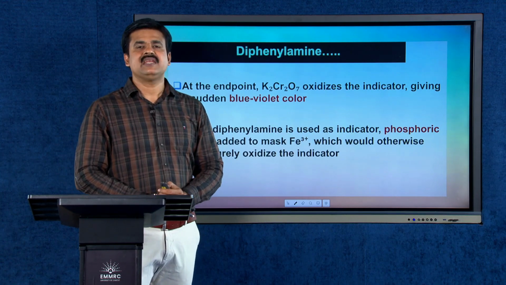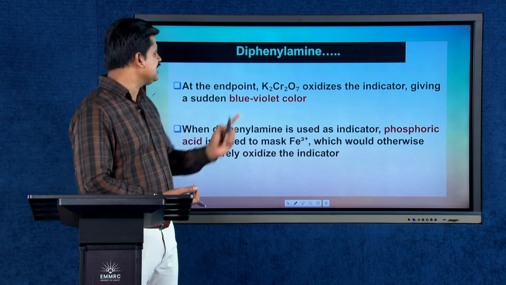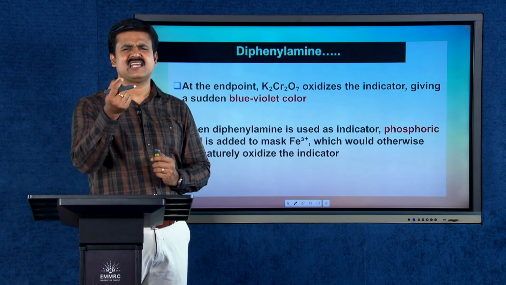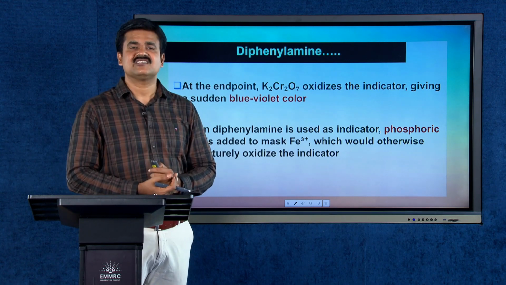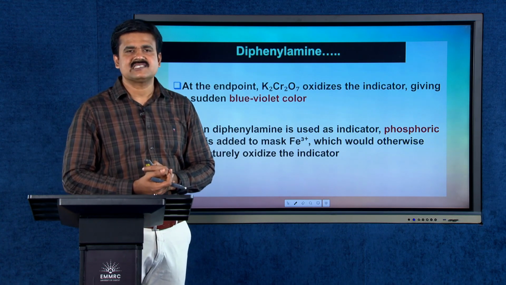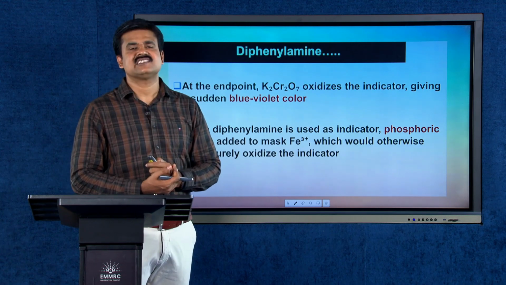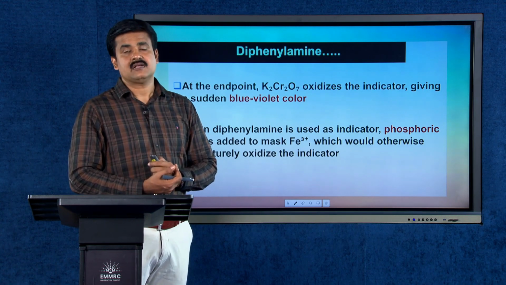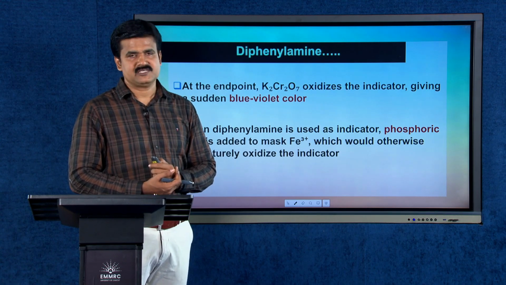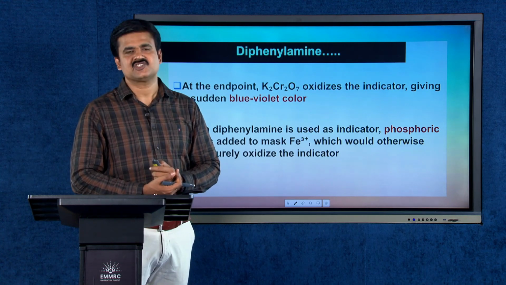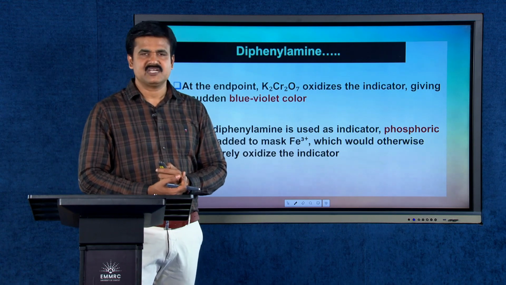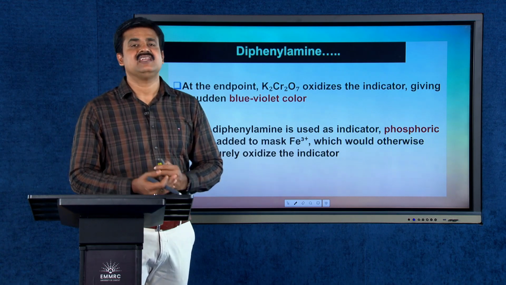When diphenylamine is used as indicator, a slight amount of phosphoric acid is also added. This is very important. Some syrupy phosphoric acid, or a small quantity of phosphoric acid, is added to mask Fe3+ ion, which would otherwise prematurely oxidize the indicator. So if you are not adding the phosphoric acid during the titration, you will get a premature end point. In order to prevent that side reaction, you have to add a small amount of syrupy phosphoric acid. This is very, very important as far as the diphenylamine internal indicator is concerned.